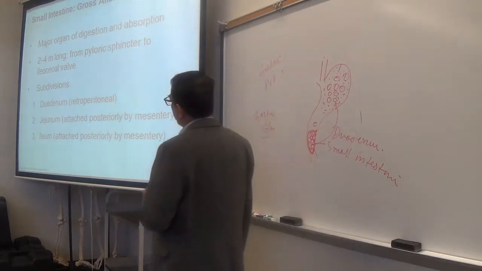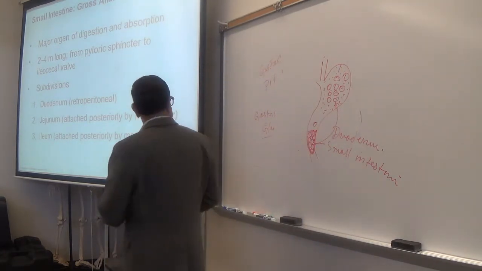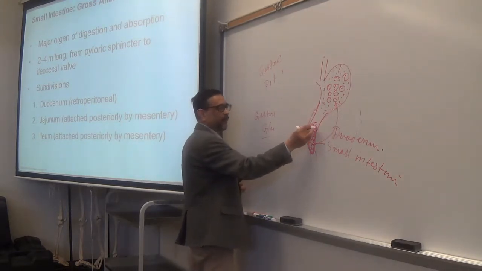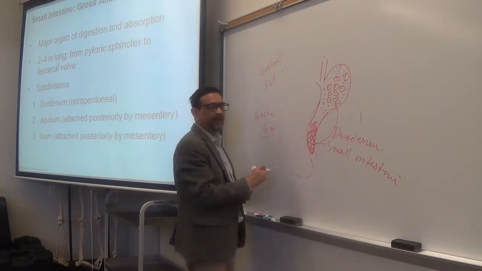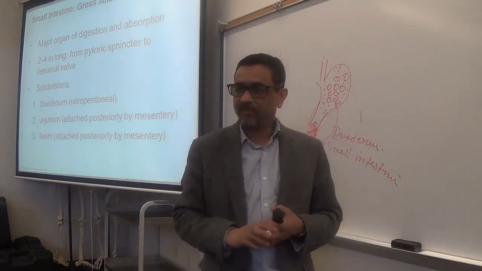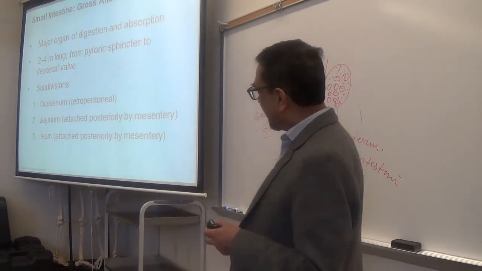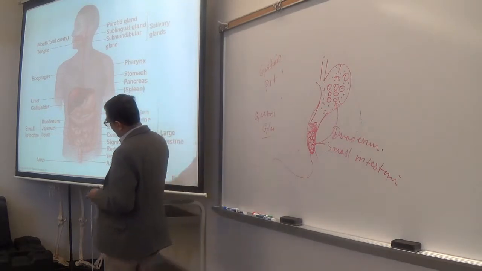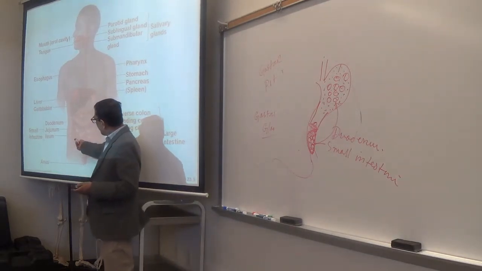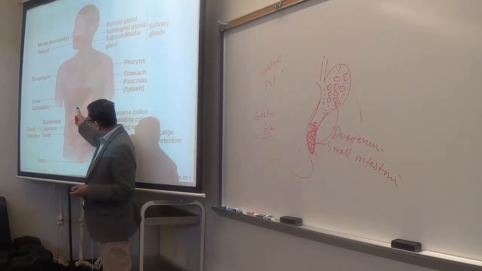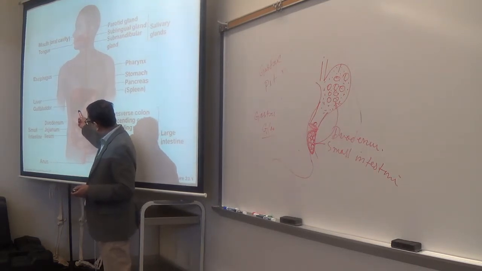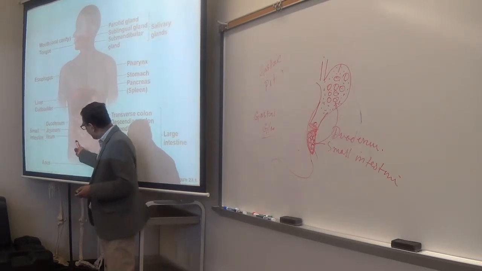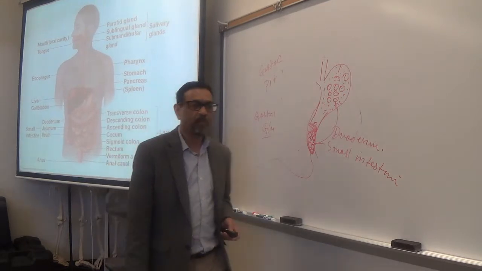It extends from the pyloric sphincter all the way to the ileocecal valve, where the small intestine ends in the cecum. So here, this is the cecum, and this is the duodenum. The pyloric sphincter is here, so it goes like this and ends here at the cecum.